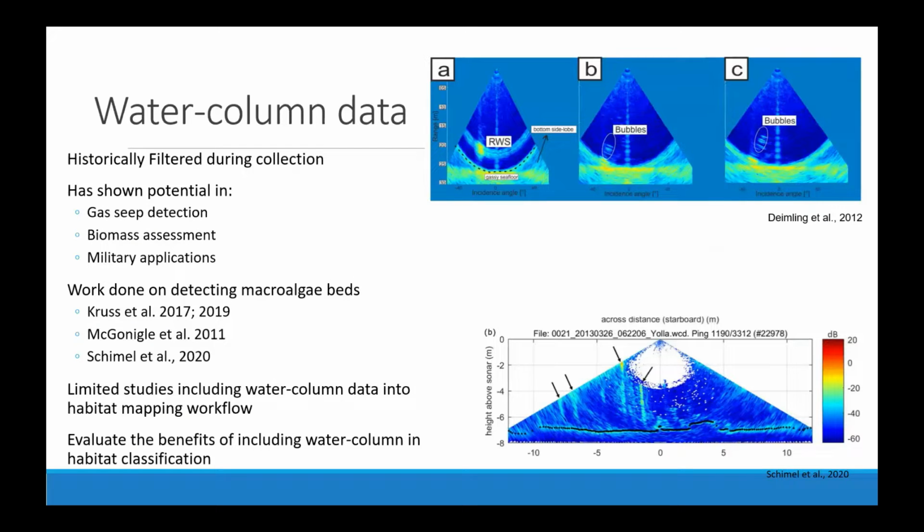So it's been talked about a lot today. The first thing that went into my mind was water column data, because I knew there were studies on gas seep detection and military applications, as well as biomass assessments on macroalgae. So I figured, why not try to incorporate some of this data into the habitat mapping workflow to see if it helps improve classification of macroalgae classes. When I did some background, I found there were quite limited studies on how to include this in the habitat mapping workflow. So the goal of this chapter of my thesis was essentially to evaluate the benefits of including water column in habitat classification.